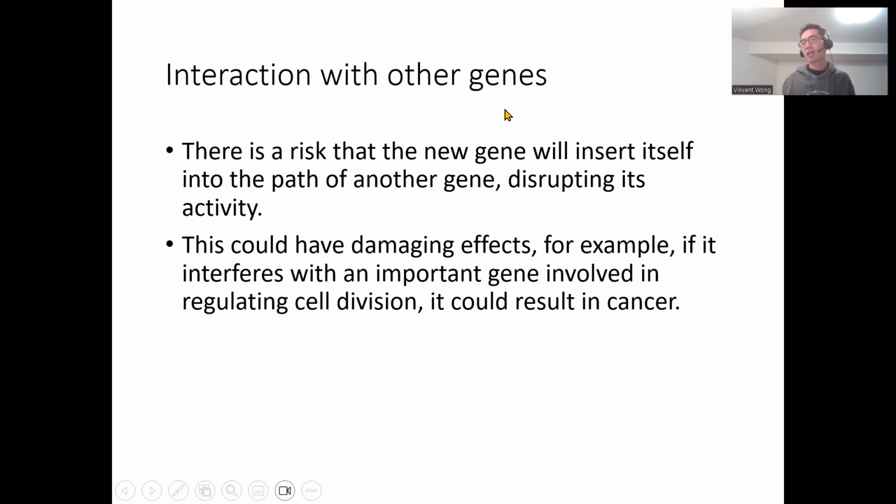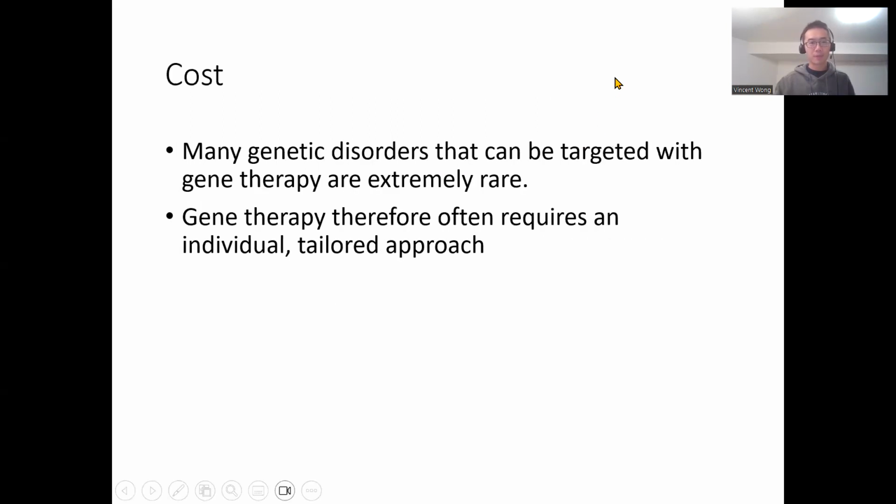There's so many genes in the cell, it's just hard to predict what's going to happen once you insert something into the cell. So that's why you can't just do this on humans, right? You've got to try it out on animals for testing first.